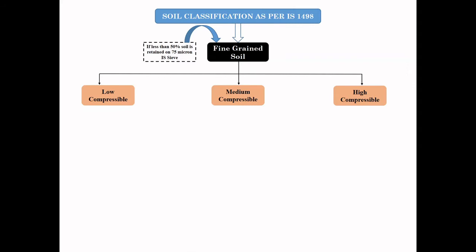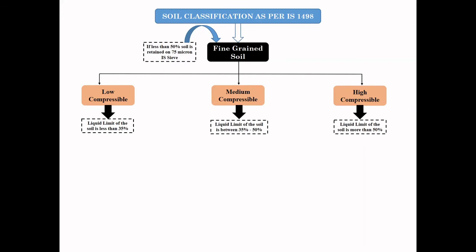To judge whether a given fine grained soil is low compressible, medium compressible, or highly compressible, the liquid limit value of the fine grained soil will be found out. If the liquid limit value is less than 35%, the soil is said to be low compressible. If the liquid limit is between 35 to 50%, the soil is said to be medium compressible. And if the liquid limit of a fine grained soil is more than 50%, the soil is said to be highly compressible.